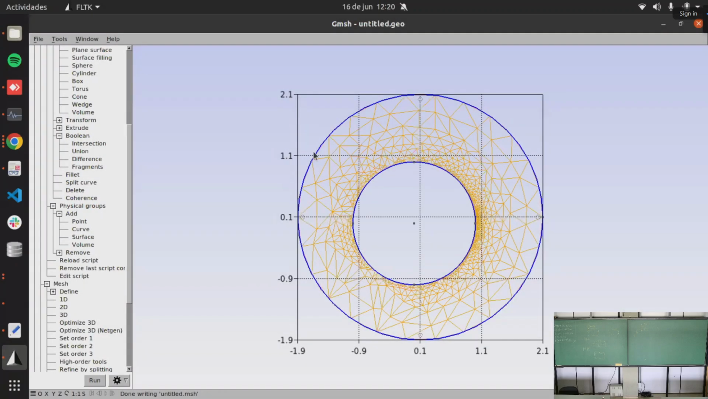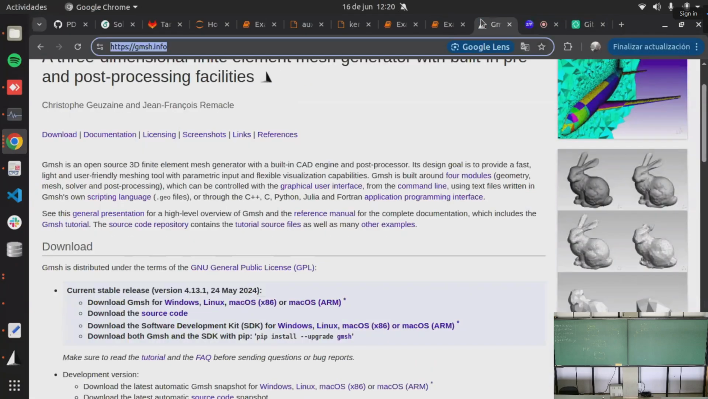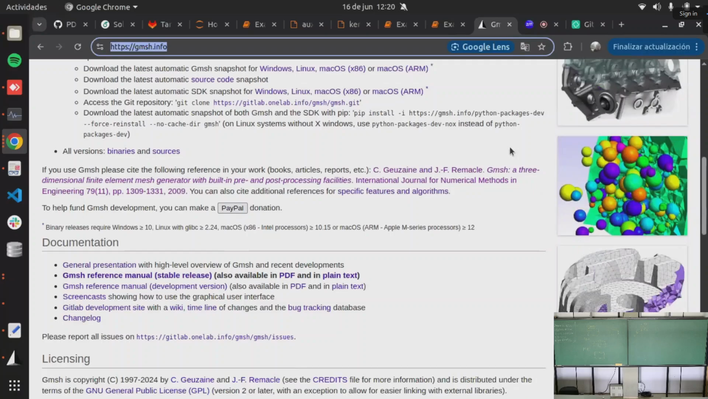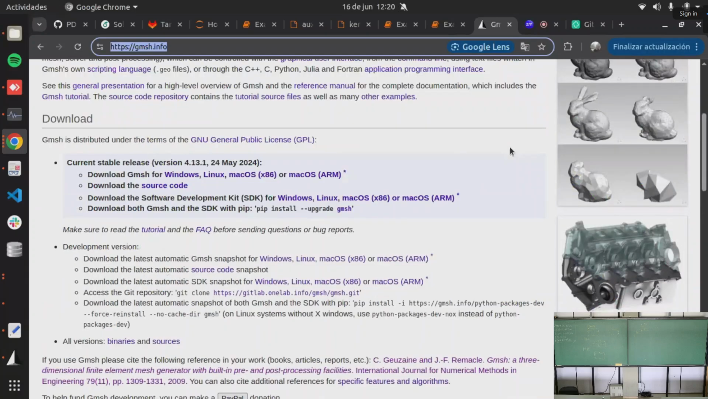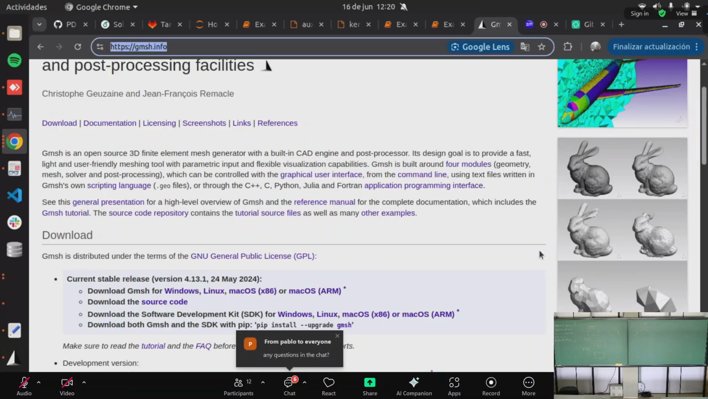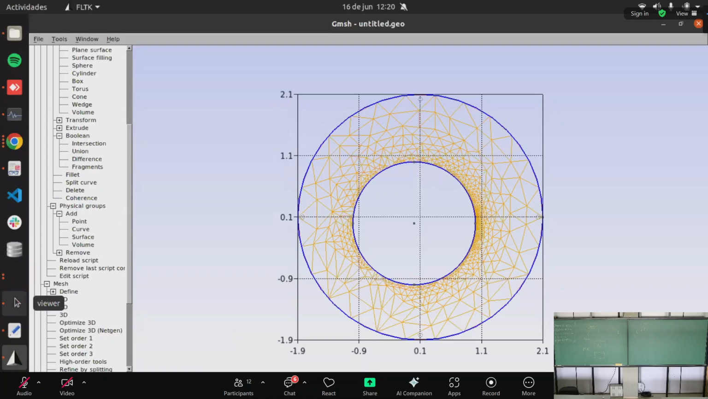This is a very powerful tool. I didn't try to make a plane, but here you have a lot of tutorials that help a lot. Some companies made the point geo in design software, and after that you can import it in Gmsh and make the mesh by hand. So it's a very powerful tool.